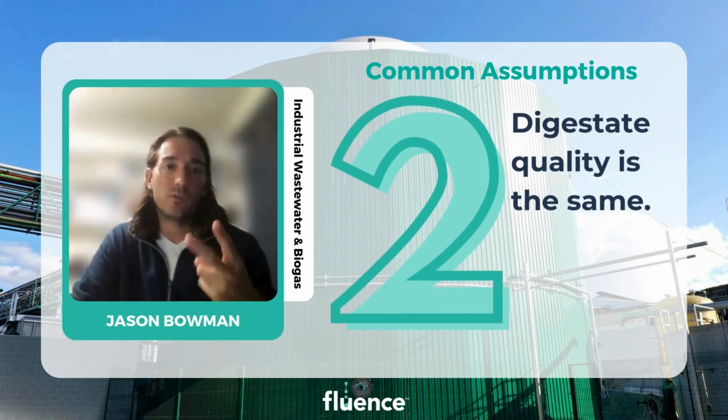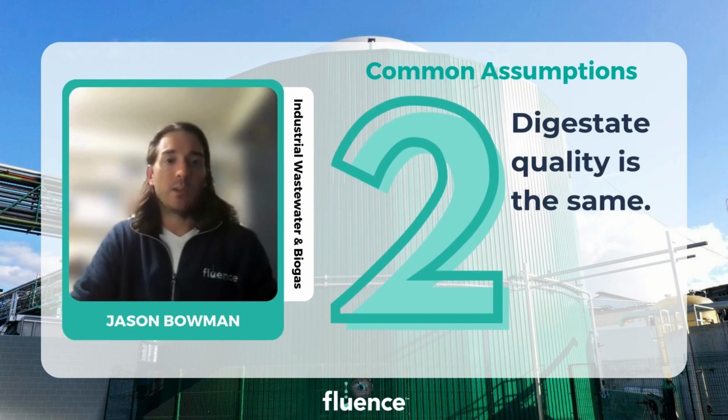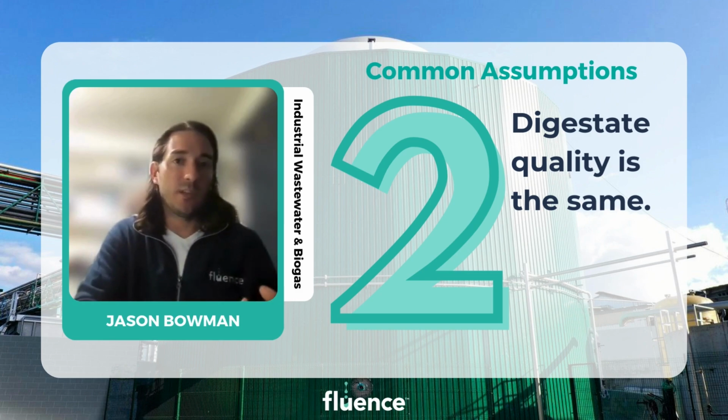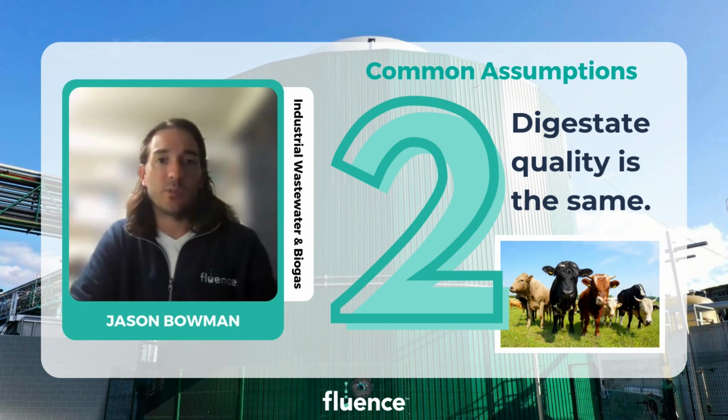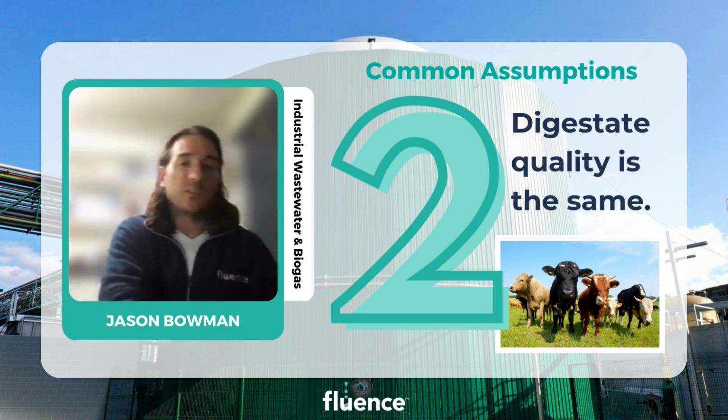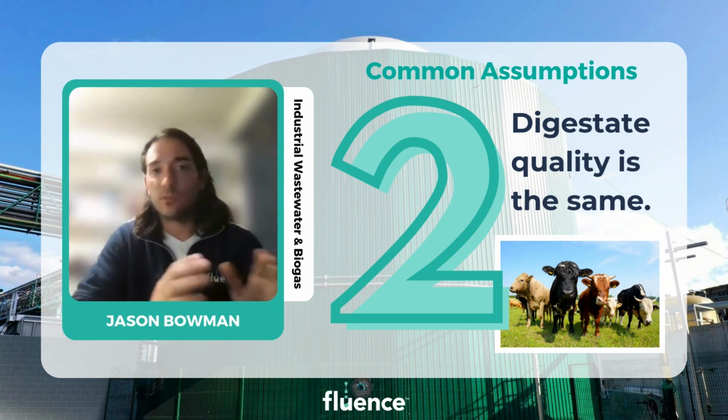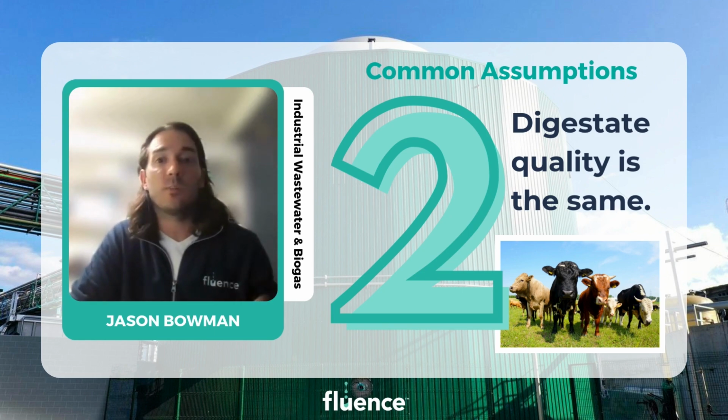Common assumption number 2, digestate quality is the same. Now, when I say the same, I mean within a specific industry. So let's use dairy as an example. We see a lot of people assuming that the digestate quality is going to be the same from dairy facility number 1 to dairy facility number 2 to dairy facility number 3, etc. It's not always the case.